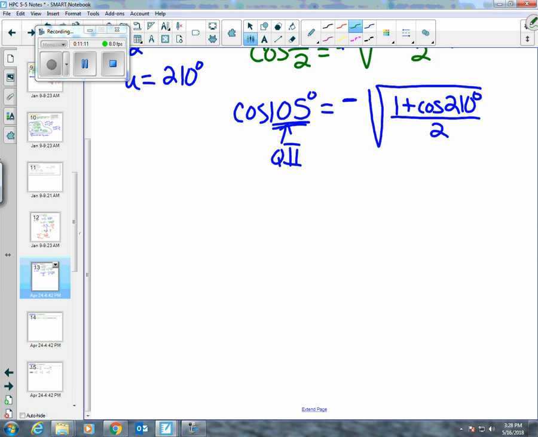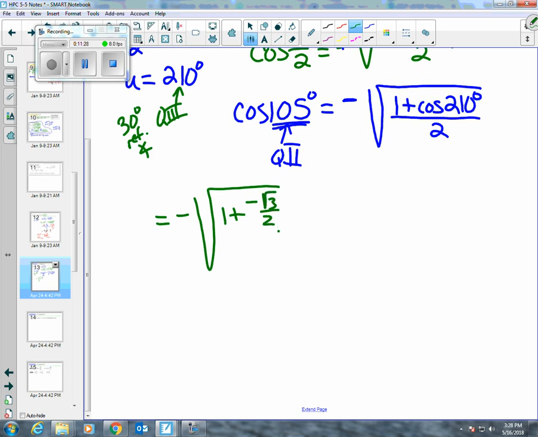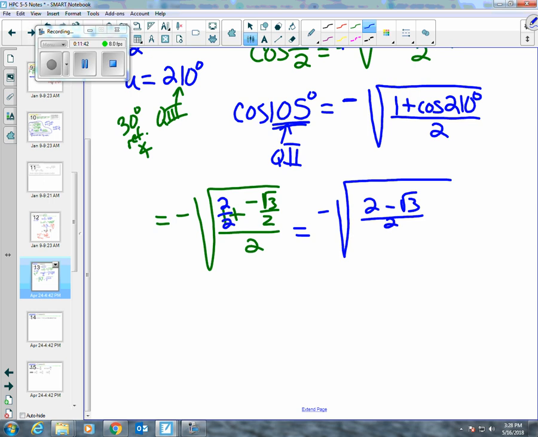All right, so we've got negative out front. 1 plus cosine of 210. So 210 is in quadrant 3, so cosine is going to be negative. That's a 30-degree reference angle. So what's cosine of 30? Root 3 over 2. So it's negative root 3 over 2. Everything from here on out is just arithmetic. It's not great arithmetic, but it's just arithmetic. Our trig part of this question is done. We need to get a common denominator. So we've got 2 minus square root of 3 over 2, and then all over 2.